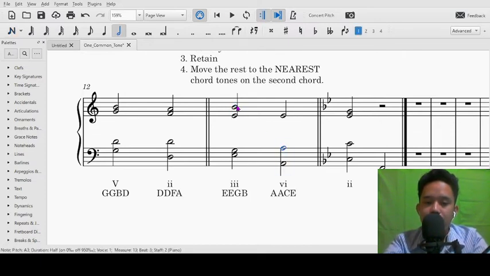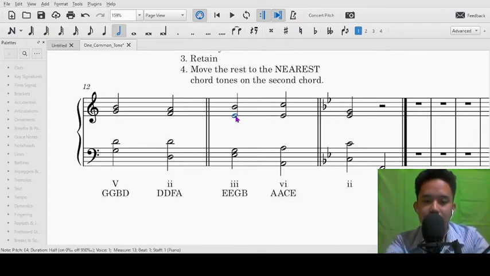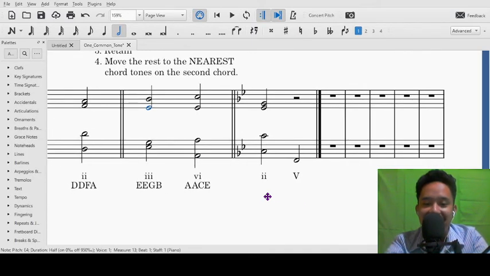Next, the soprano. So which is the closest? A or C? Since we already have two A's and an E, the remaining chord tone is C. So there it is. We're already done connecting triads with one common tone. Let's take a listen. Wow, that's good, right? So let's proceed to our third example, or last example.